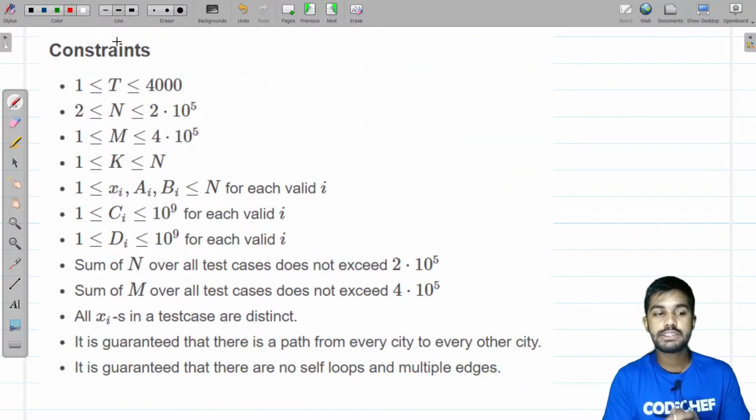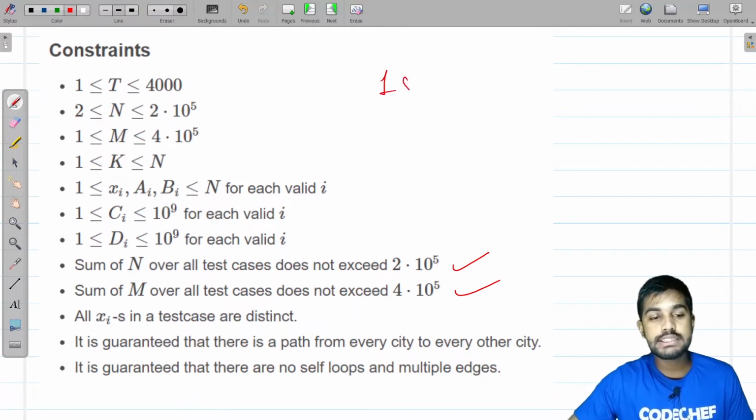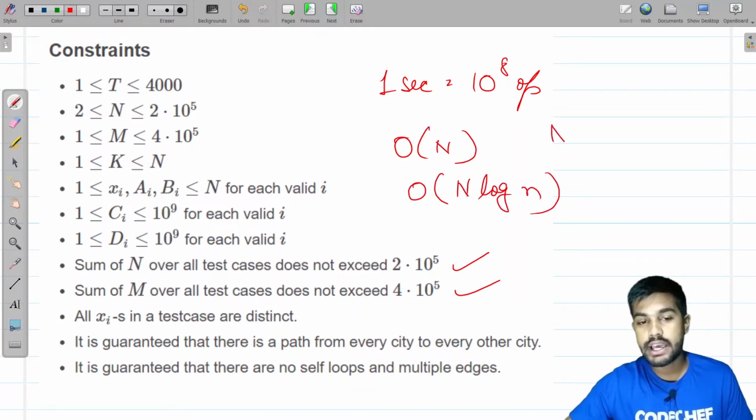Now, let us look at the constraints so that we have a rough idea of what is the upper bound of time complexity we can implement. We are given that n and m do not exceed 2 multiplied by 10 to the power 5 and 4 multiplied by 10 to the power 5. In 1 second, we can do 10 to the power 8 operations. So, clearly we can implement O(n) or O(n log n), but not O(n square), because n square would exceed the time limit.